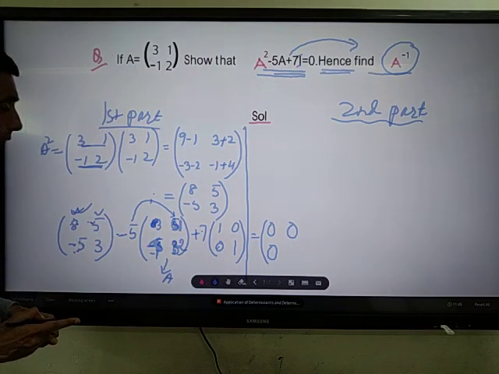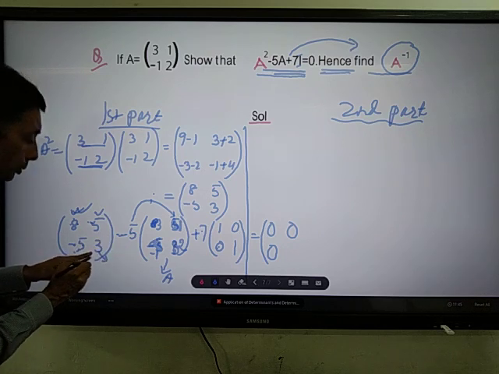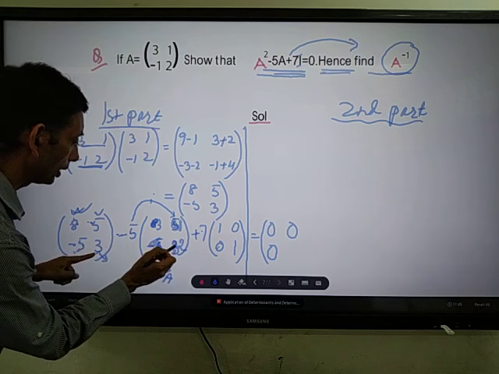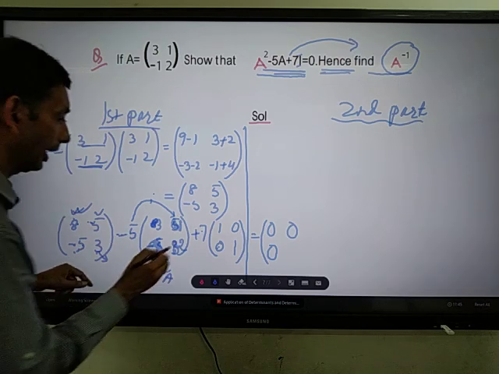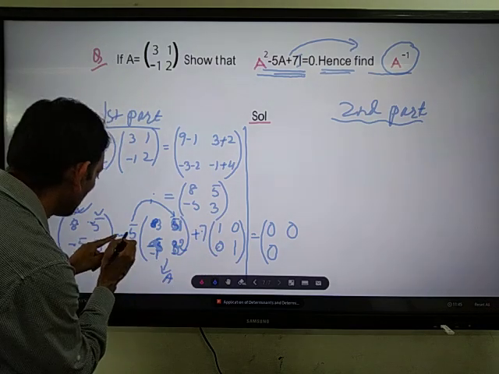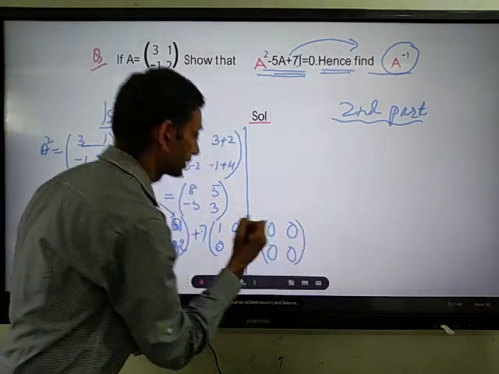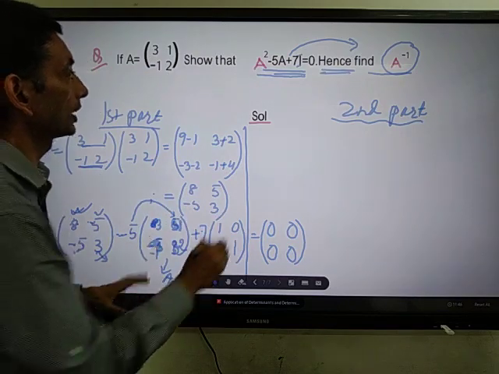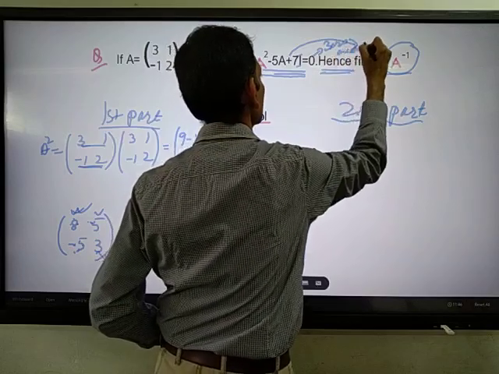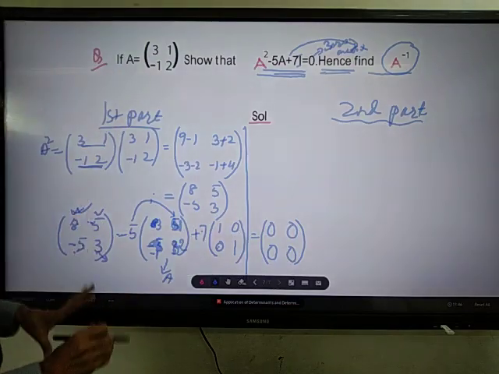Then finally, what is this? Remember, this is the 2 by 2 position element. This is 3, minus 5 into 2 is minus 10, and this is 7 into 1. 7 plus 3 is 10, and minus 5 into 2 is minus 10. So it will be 0. All the entries are 0. Remember, this 0 stands for the 0 matrix. Therefore this is a 0 matrix. So the first part is proved.